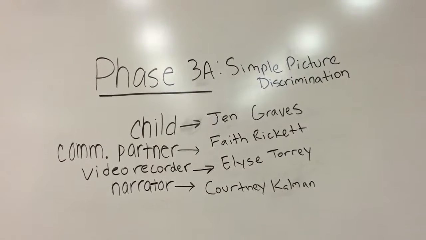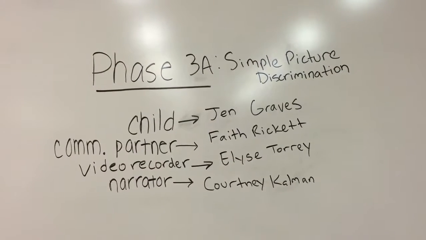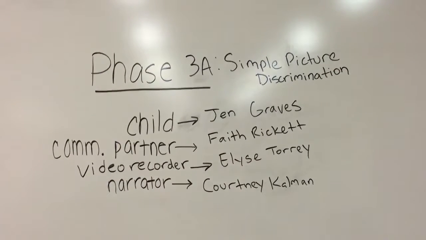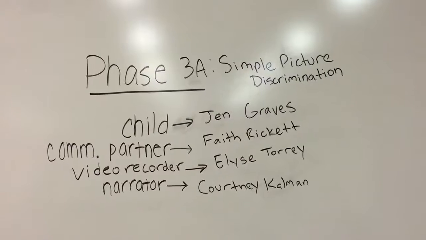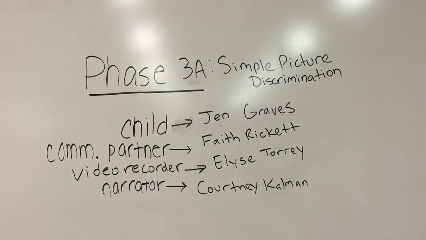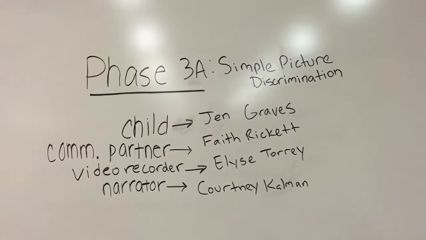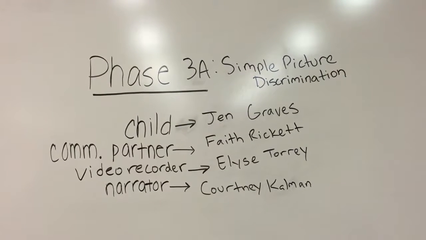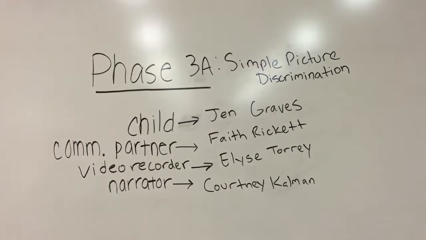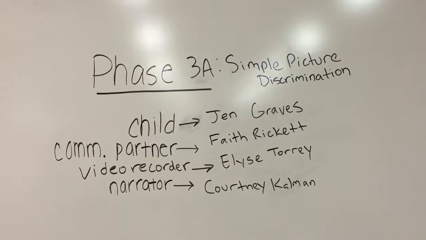Phase 3A is simple picture discrimination. The goal is for the child to choose among many symbols in a book, approach the communication partner, and exchange the picture. Only one trainer is needed during this phase since a child should be initiating without any physical assistance. Vary the position of the picture after a correct trial to promote scanning.